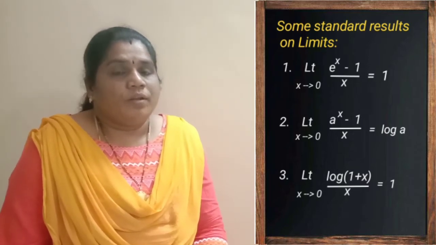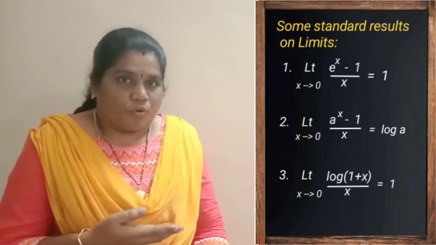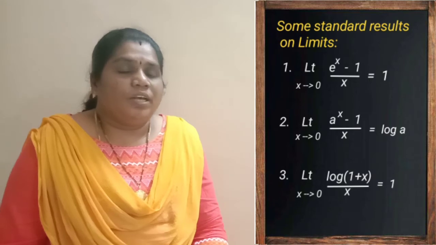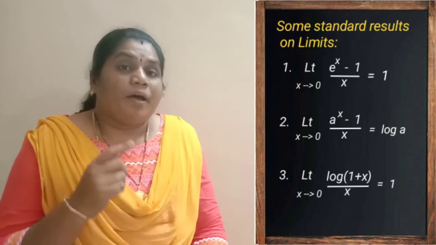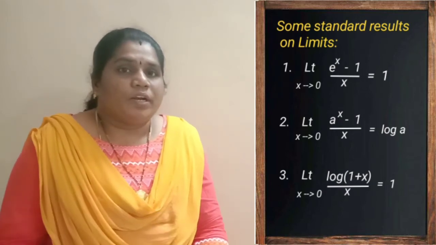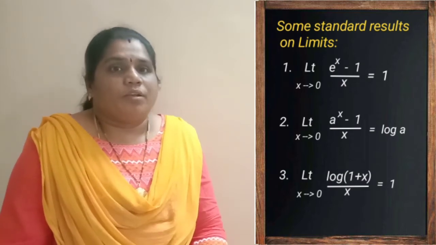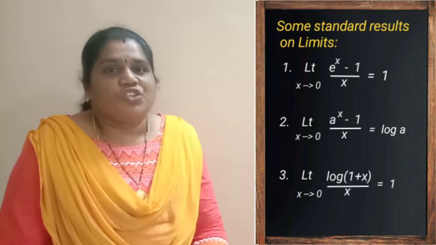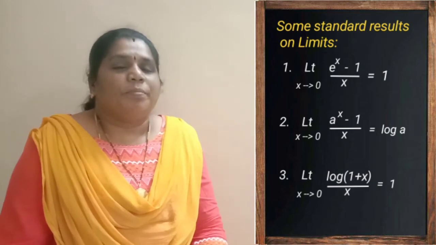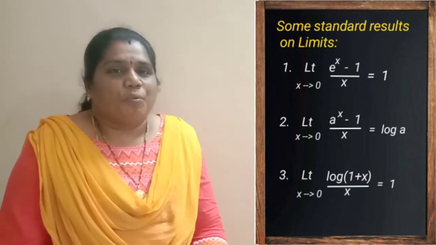The limits are, first one, limit x tends to 0 of (e power x minus 1) whole divided by x. If you have that format, you can replace the value as 1. And second one, limit x tends to 0 of (a power x minus 1) whole divided by x. If you have this format, you can replace it as log a. And the last one is limit x tends to 0 of log of (1 plus x) whole divided by x. For this, the result is 1.